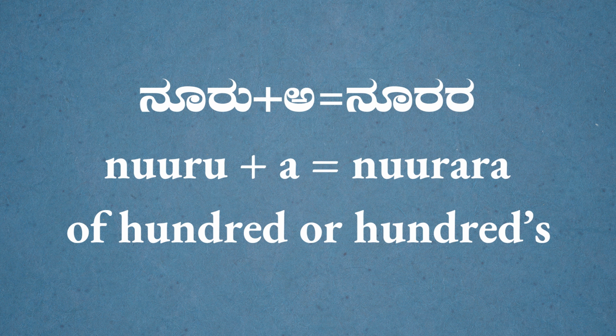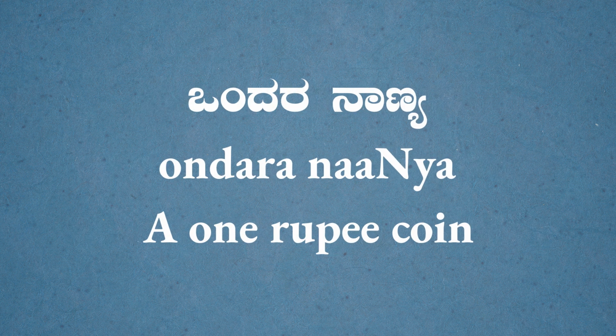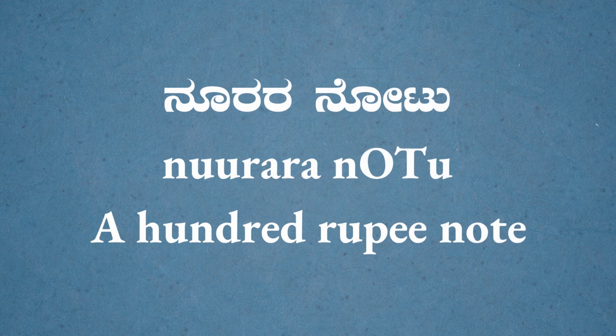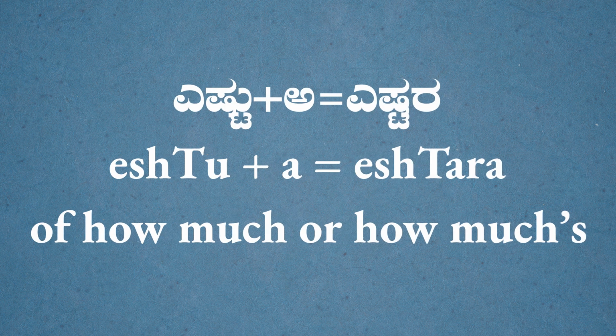Nuru plus a becomes noorara. Noorara, which means "of hundreds". For example, Vandara nanya, a 1 rupee coin. Hattara notu, a 10 rupee note. Noorara notu, a 100 rupee note. Similarly, we have Yeshtu plus a, which becomes Yeshtara. Yeshtara, which means "of how much".